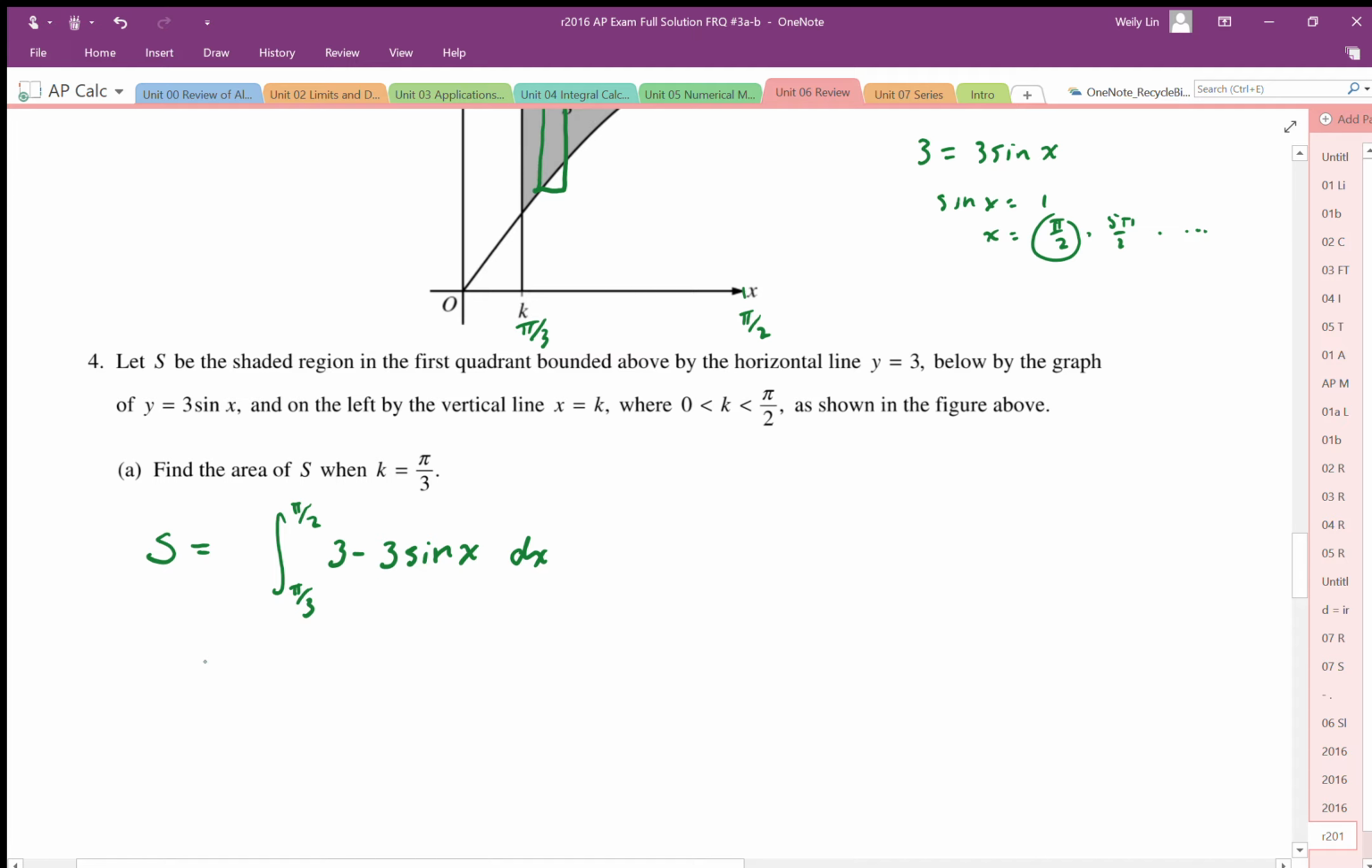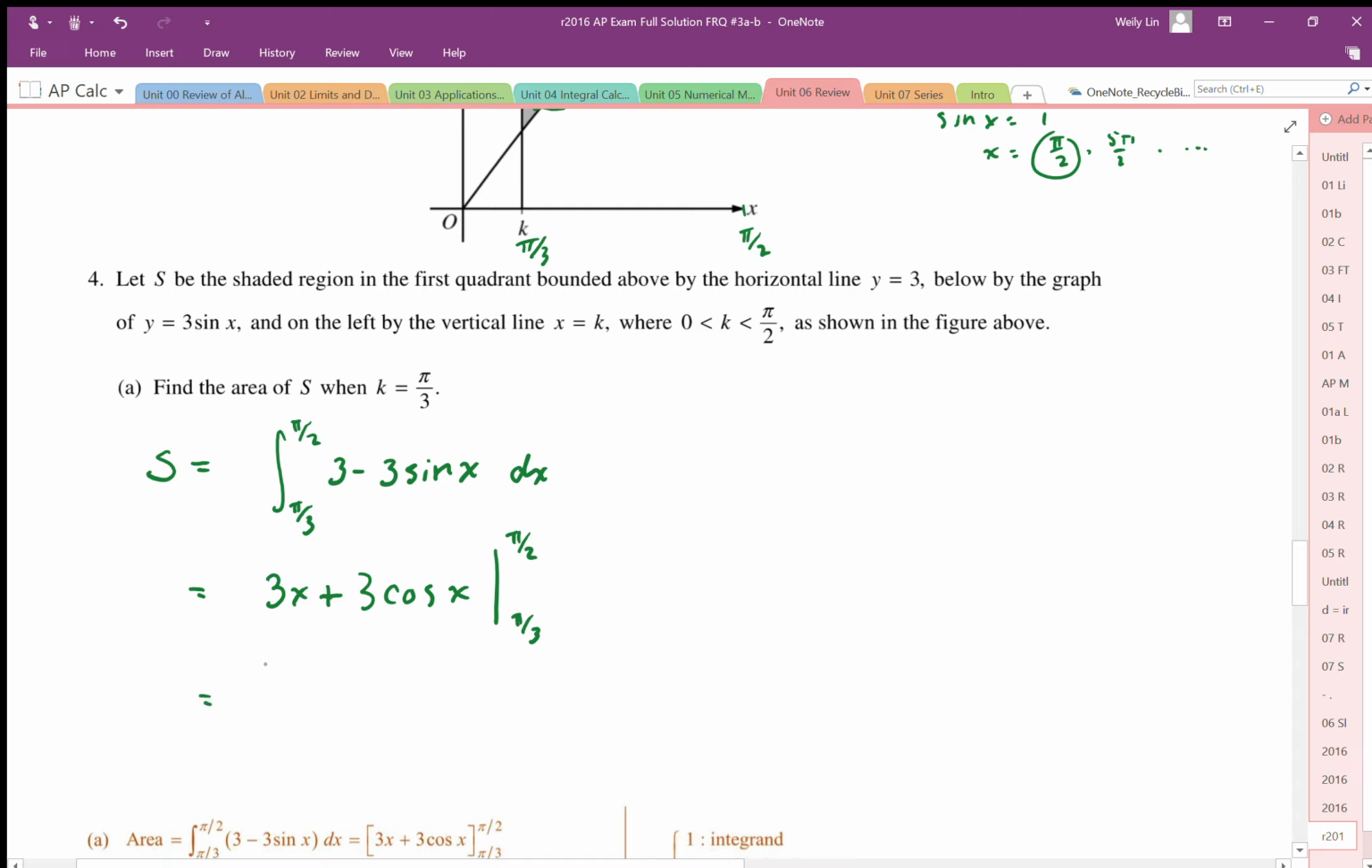At this point we have the integral to do. We can anti-differentiate this. We end up with 3x minus, it's going to end up negative cos, so plus 3 cosine of x, from pi over 3 to pi over 2 as our bounds. At this point we just plug in. This is equal to 3 pi over 2 plus 3 times cosine of pi, and cosine of pi is 0, minus 3 times pi over 3. Cosine of pi over 3 is 1 over 2, so that's plus 3 times 1/2.